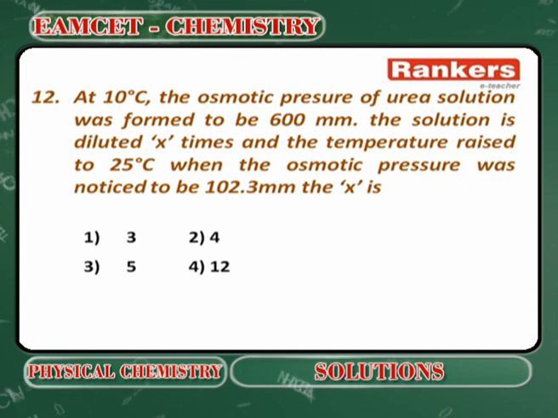At 10 degrees centigrade, the osmotic pressure of a urea solution was found to be 500 mm. The solution is diluted x times and the temperature is raised to 25 degrees centigrade. Then the osmotic pressure was found to be 102.3 mm. Then what is the dilution effect? What do you mean by x? X is the number of times of dilution.